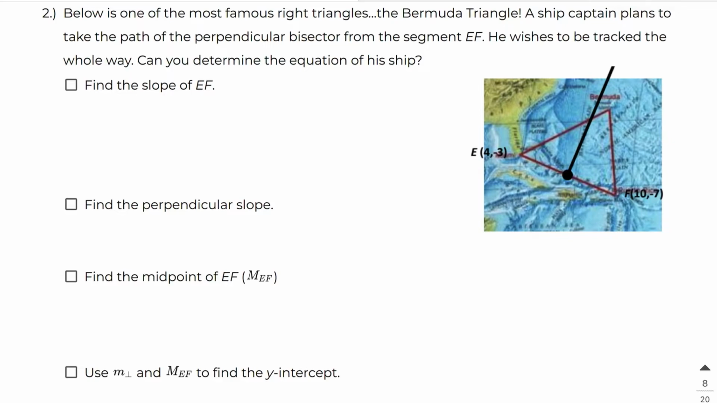So the first thing that we need to do is I want to find the equation of this line right here. So I always need to find m and I always need to find b.